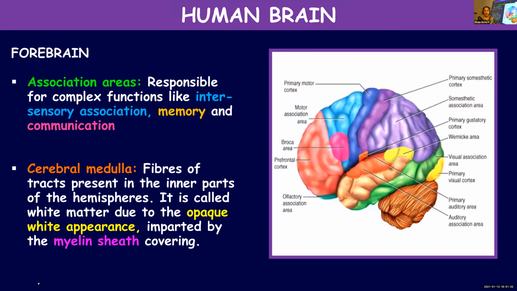So the outer part of the cerebral hemisphere, the cerebrum, you call the cerebral cortex, and the inner region, the cerebral medulla. The outer region, the cerebral cortex, is grayish in color. You call it gray matter because of the accumulation of more neurons, because it is furrowed, it can accommodate more neurons. Whereas the inner region, the cerebral medulla, has myelinated sheaths and nerve cells present. So you call it white matter because of the opaque white color of that region.